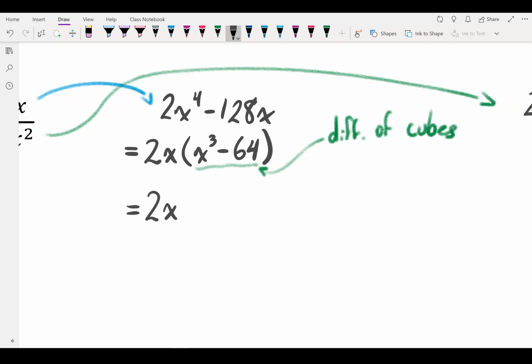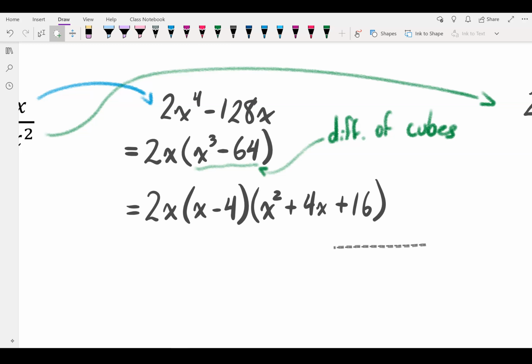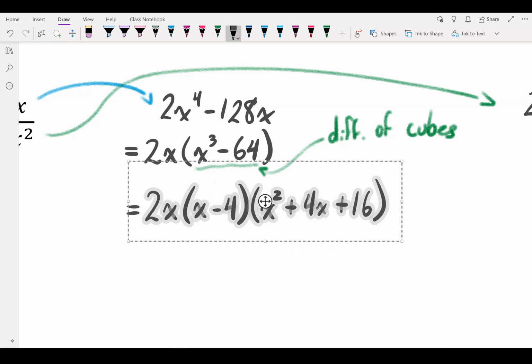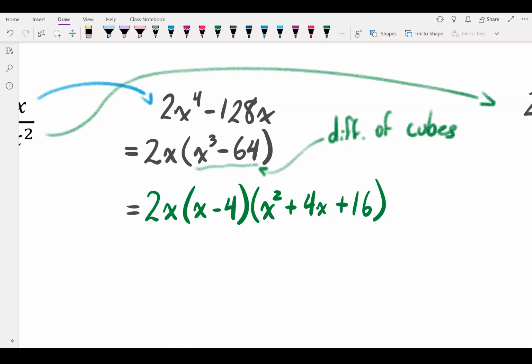Okay, 2x stays on the outside. And if you use the formula on this piece, this is what you're going to get. You're going to get x minus 4, because 64 is 4 cubed. Then it's going to be your x term squared plus your x term and your y term, which is 4x, plus 4 squared, which is 16. Now again, I'm just using the formula. I'm not showing you the formula, but this is following the rule of the formula. Okay, so go ahead and use the formula. Figure that out for yourself, please. And then that is going to be my top. I will put that into my question again later.